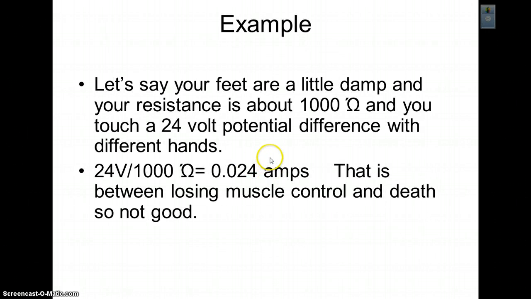Let's say your feet are a little damp, your resistance is about 1,000 ohms, and you touch a 24 volt potential difference with different hands, and you're talking about 0.024 amps. So if you look back on the table, it's probably not so good. Okay, so at this point you should be able to do the resistance problems in your packet.